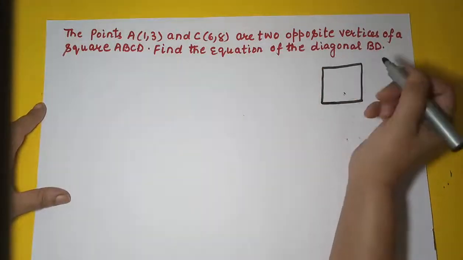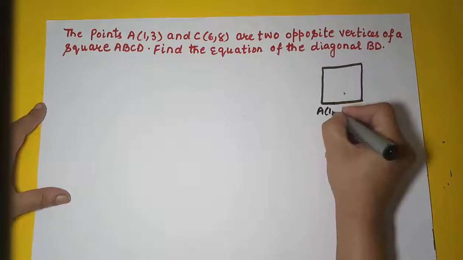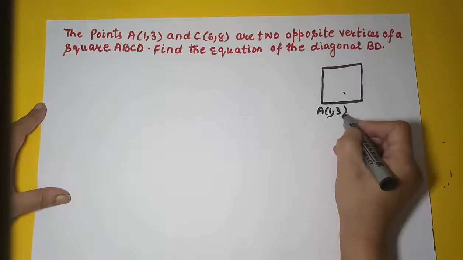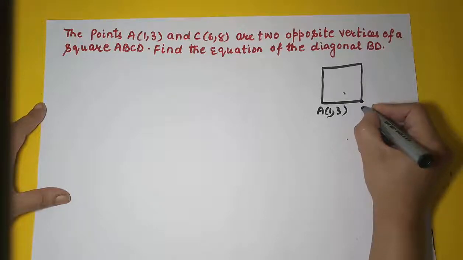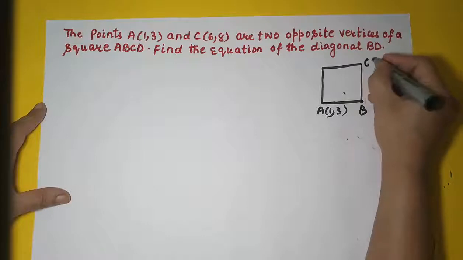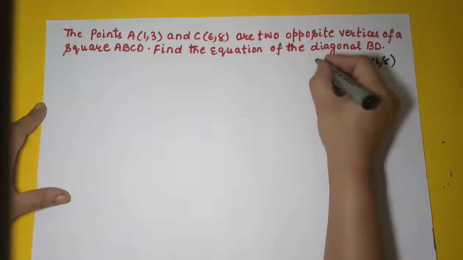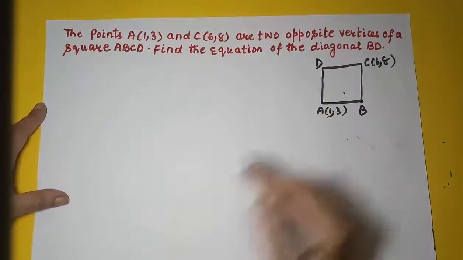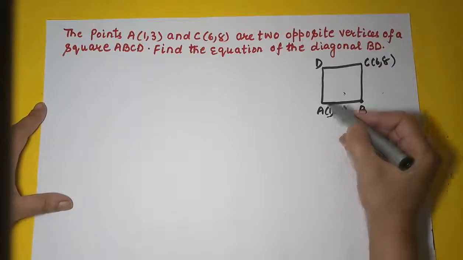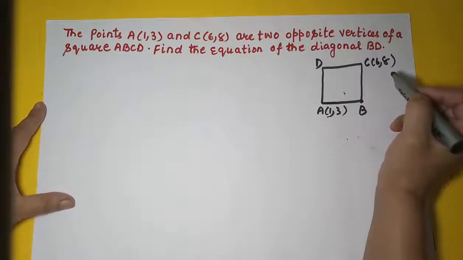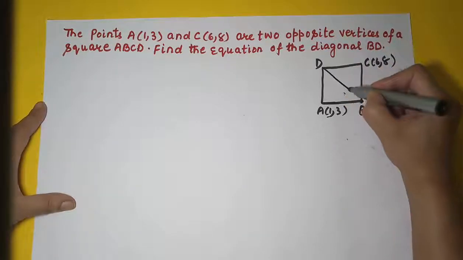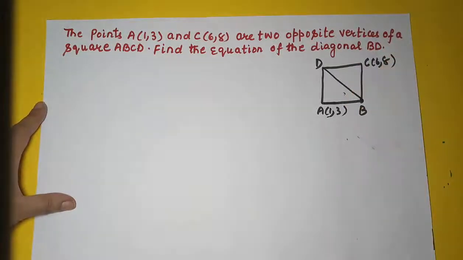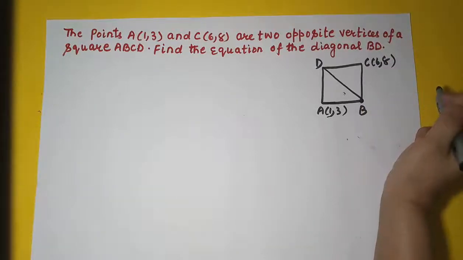Now we have a square. 1, 3 is one of its vertices, and this is B, we don't know. This C is 6 and 8, and D you don't know, right? Now he's saying that A and C are the opposite vertices of a square ABCD. Find the equation of the diagonal BD. This is almost similar to the previous one, but we should know the properties of these figures.